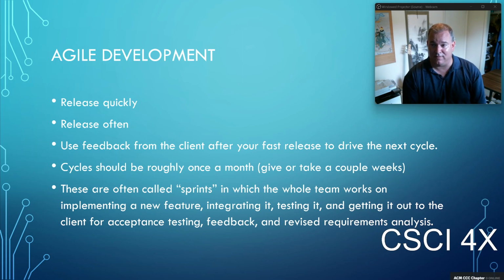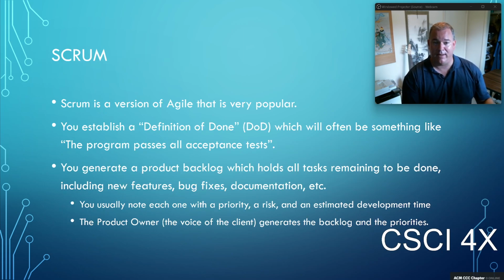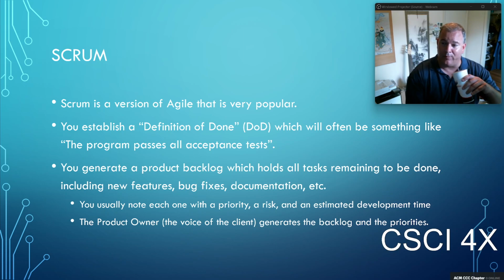It's not all done, obviously. It takes a lot of work to do these things, but you'll slowly build it out one feature at a time. So Scrum is a version of Agile that is very popular. What you do is you establish what it takes for your product to be done, which is wild, because most people don't ever know when they're finished, right? Now with my homework, you know, because you pass all the test cases, right? So that's very similar to what we have here.